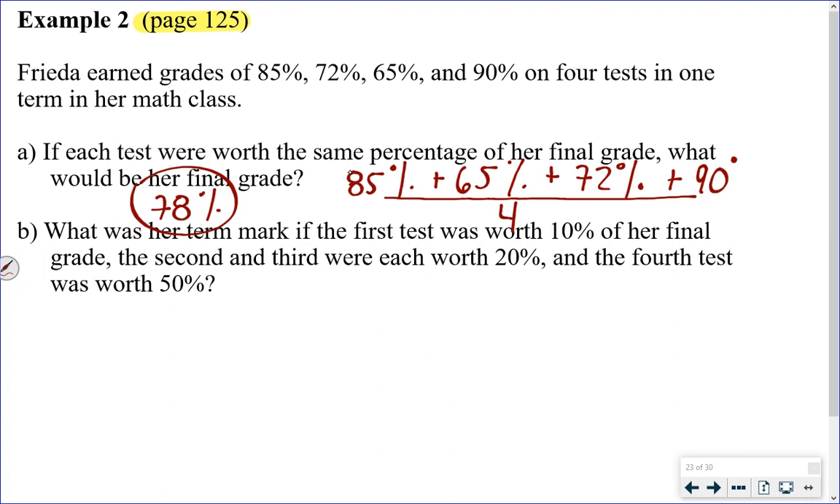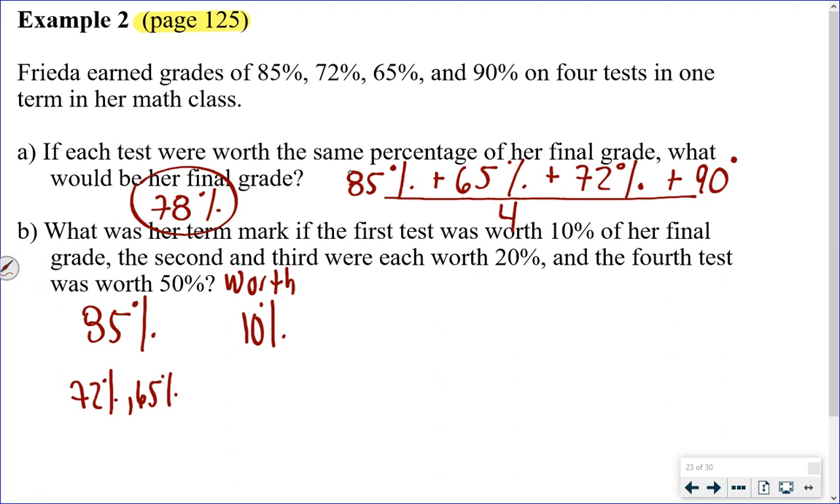The next question is a little different. It says, what if they were weighted? So the first test, the 85%, is only worth 10% of her final mark. The second and third, the 72% and the 65%, are worth 20% each.